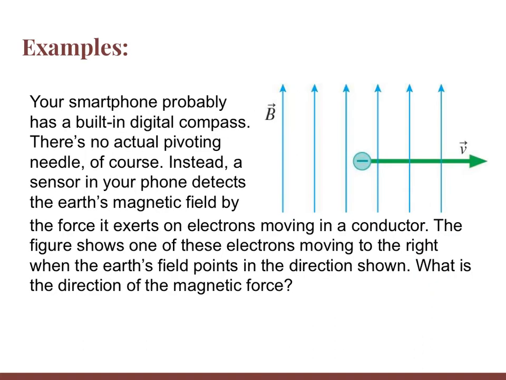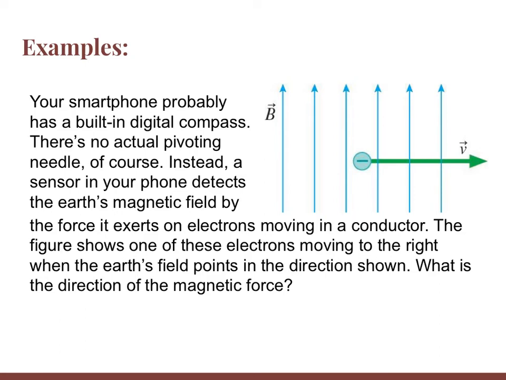Here's another example. This time we are in a uniform magnetic field. Your smartphone has a built-in digital compass without an actual needle, and it uses the force on electrons in a conductor to figure this out. That's how the sensor works. So this picture shows one of the electrons moving to the right, and the Earth's field points up on the page.